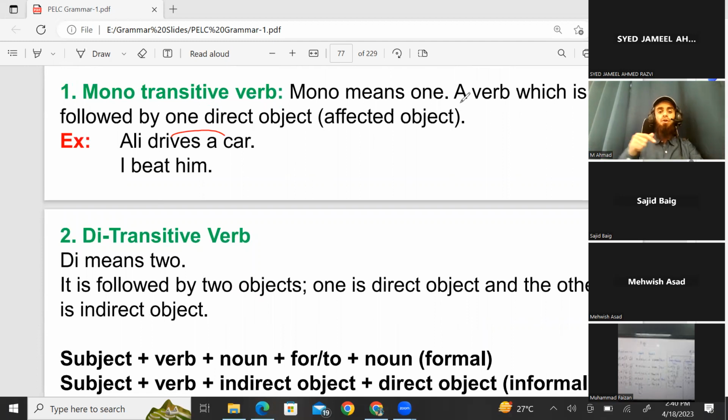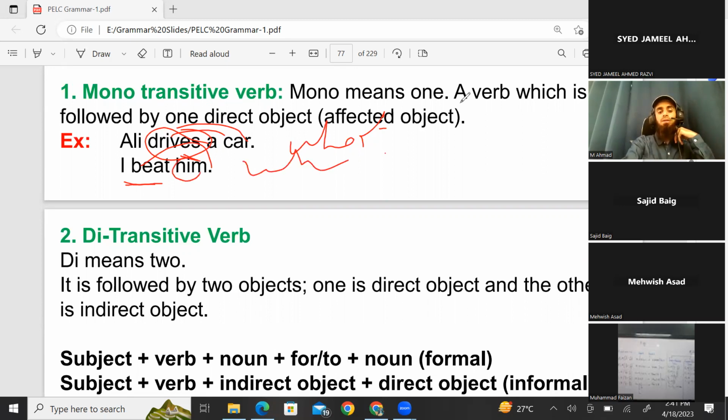A verb would be followed by a direct object, the affected object. There would be no gap between the verb and the object. Like, Ali drives what? Ali drives a car. So the what question is possible. This is a transitive verb. I beat, I beat what? I beat him. Yeah, whom and what, both questions are possible.